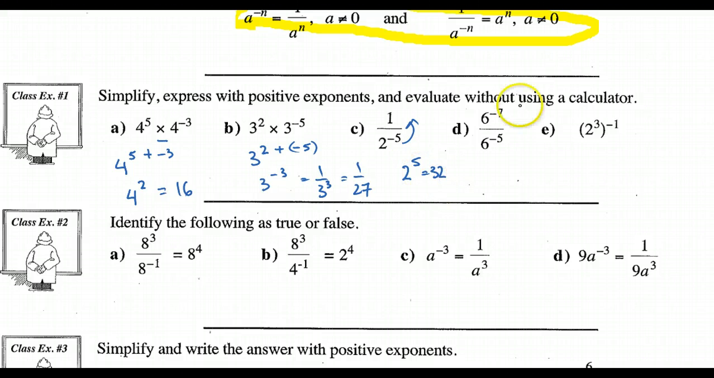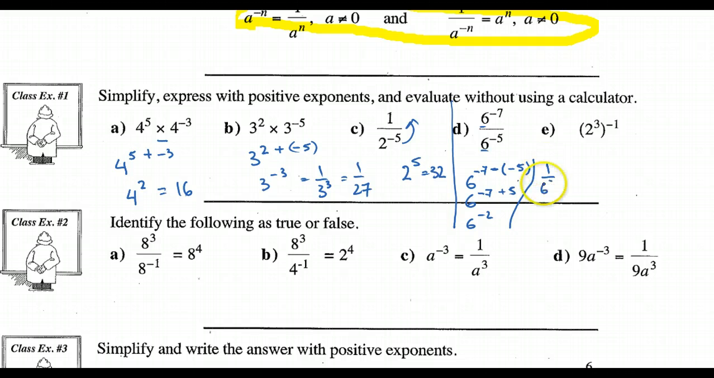All right, we have 6 to the negative 7 divided by 6 to the negative 5. There's a couple ways you can do this. Let's just stick with what we know. The bases are the same. I'm dividing, so I'm going to subtract my exponents. So I have 6 to the negative 7 minus, use a bracket here, negative 5. Why minus? Because I'm dividing. Negative 7 minus negative 5 becomes 6 to the negative 7 plus 5, 6 to the negative 2. Keep going over here.